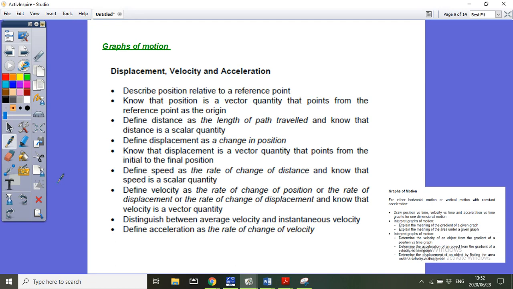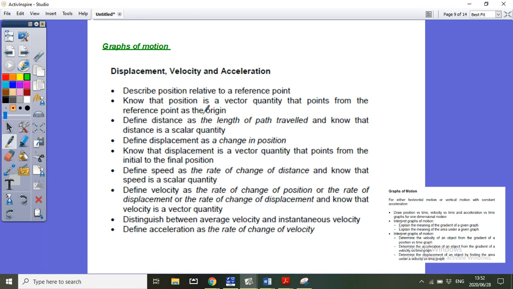Now, what you're seeing on the board now is a summary of the definitions that you basically learned last year, and it is in your notes, so don't worry about it. It is in chapter 1. So you can see these definitions are there, and you need to be able to remember these things again.